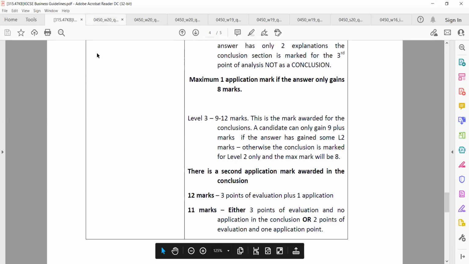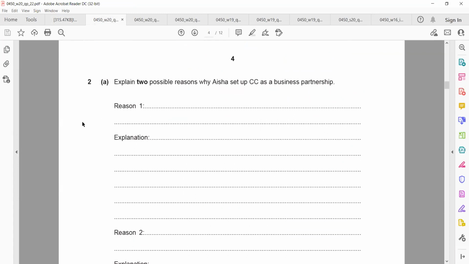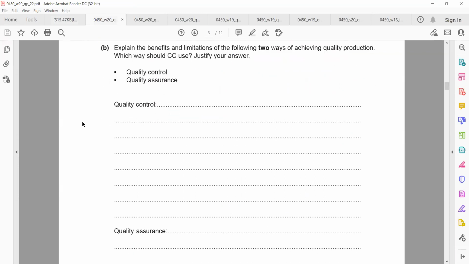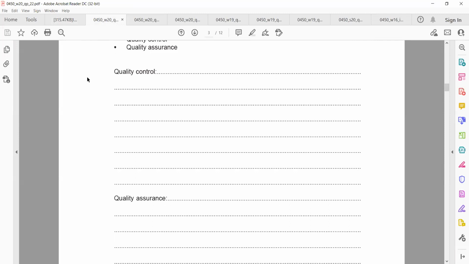I'll show you how it looks like. Just wait a moment. Suppose this question: Explain the benefits and limitations of the following 2 ways of achieving quality production. Which way should CC use? This one will be evaluation. So we have 2 ways, quality control and quality assurance. 2 ways, right?